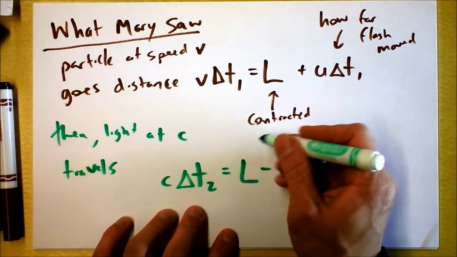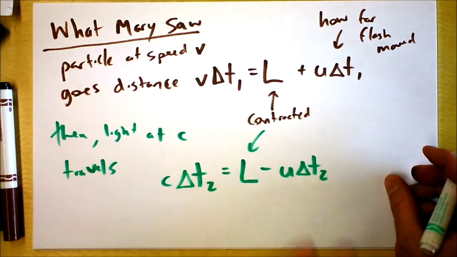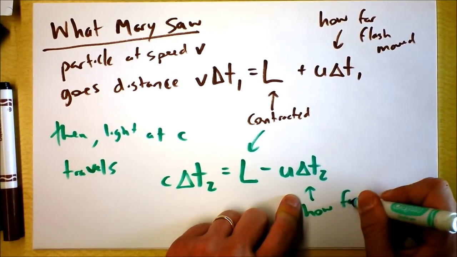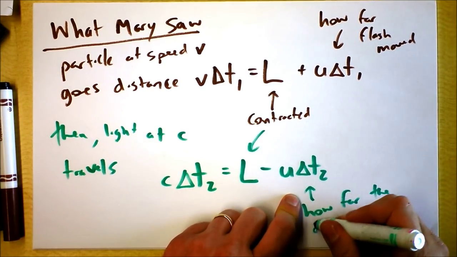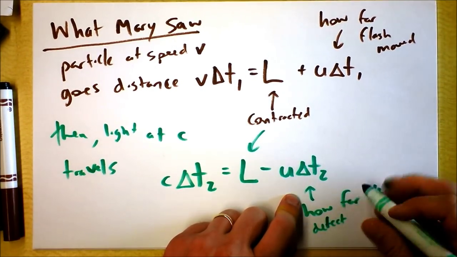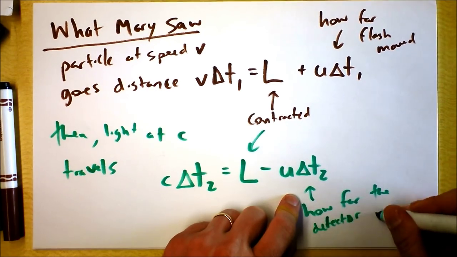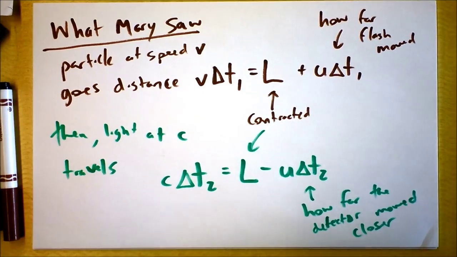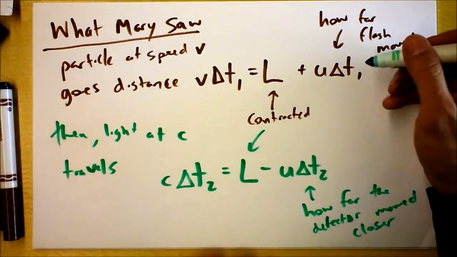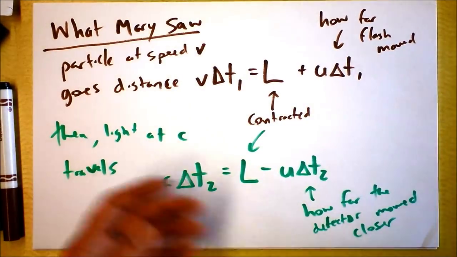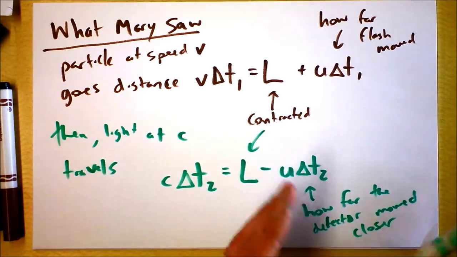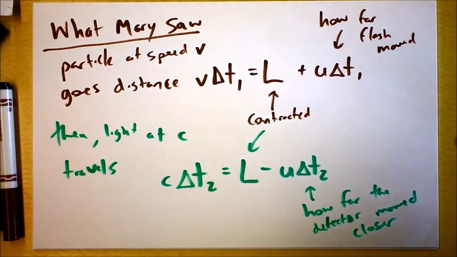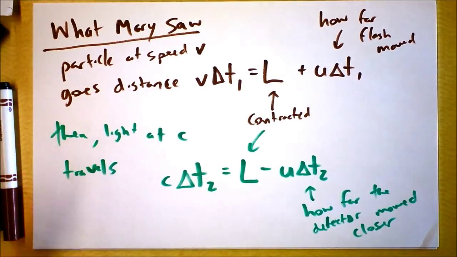Is that fair? So here we are with the contracted length again, and this term right here is how far the detector moved closer. Okay, that's tricky. The whole clock moved to the right, and then the detector ended up moving to the right after the flash, and so that distance got shorter. Okay, the light was going left and the clock was going to the right, so that shortened the distance.